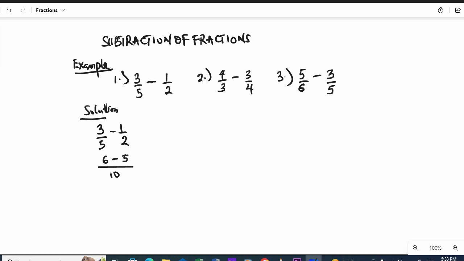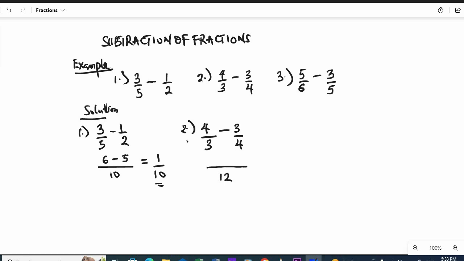Right? So that's 10 divided by 5 here, that's 2. 2 times 3 here, that's 6. 10 divided by 2, that gives 5. 5 times 1 here gives 5. So 6 minus 5 equals 1 over 10. Okay, that's the answer. And then this is 1. And then the second example, 4 over 3 minus 3 over 4. Same thing with this one here.